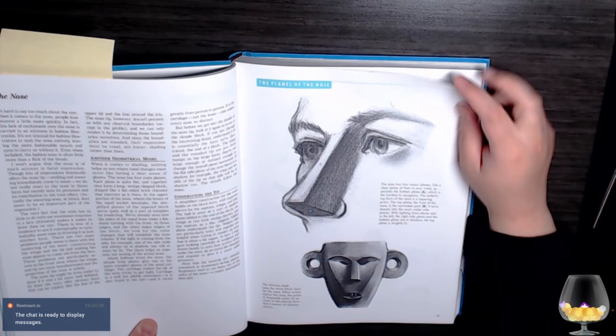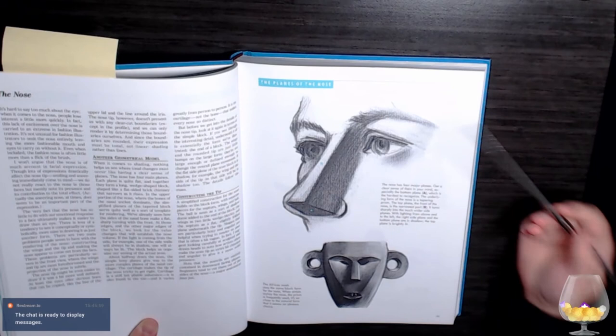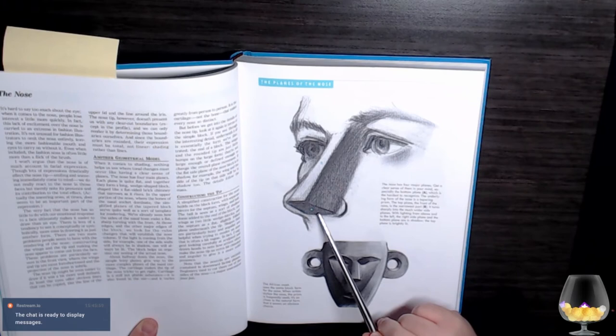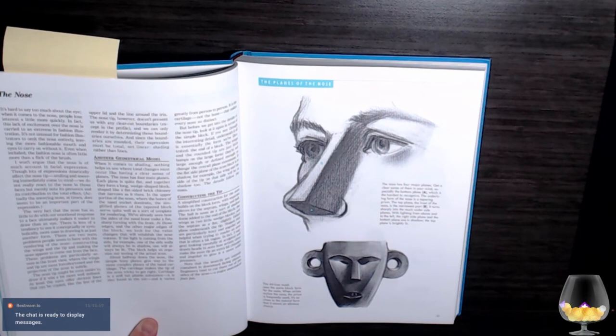So A and B here. The nose has four major planes. Get a clear sense of them in your mind, especially the bottom plane, A, which is right here, which is the hardest to recognize. The underlying form of the nose is a tapering prism. The top plane, the front of the nose, is the narrowest part, which is B, this part. It turns sharply into much wider side planes. With lighting from above, the left and right side planes and the bottom plane are in shadow. The top plane is brightly lit.